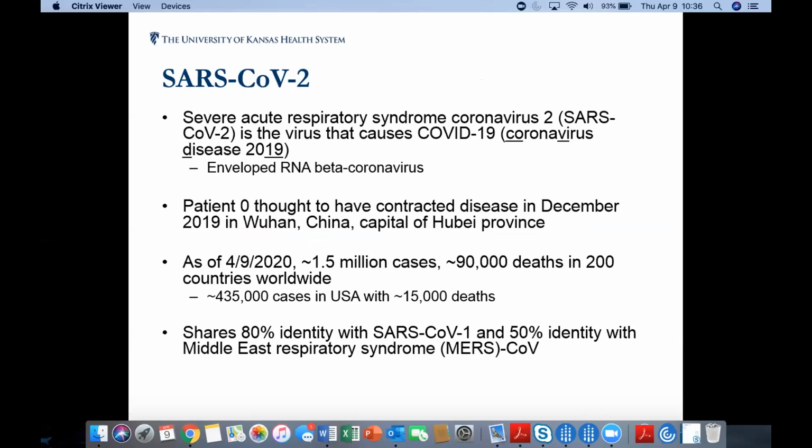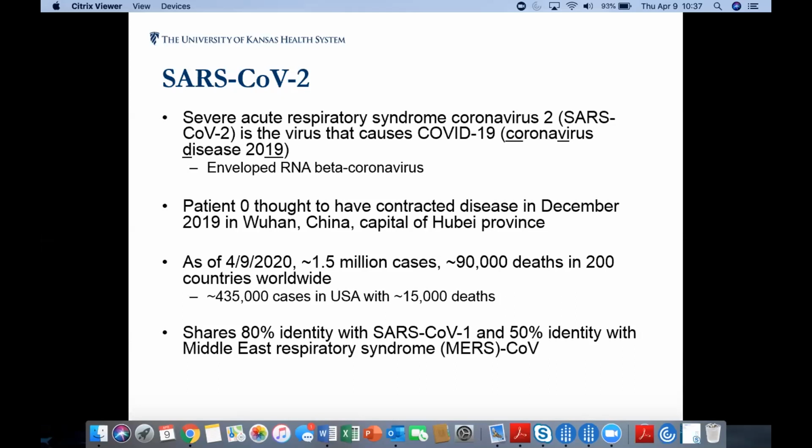It's thought that patient 0 contracted the disease somewhere in either late November or early December in Wuhan, China, which is the capital of the Hubei province in northern China. For those of you that are unfamiliar with Wuhan, it is a massive city, with a population of roughly 10 to 11 million people. So it's actually larger than New York City.